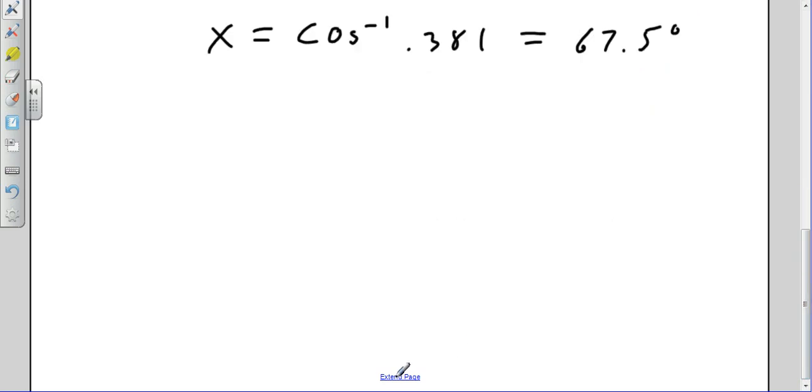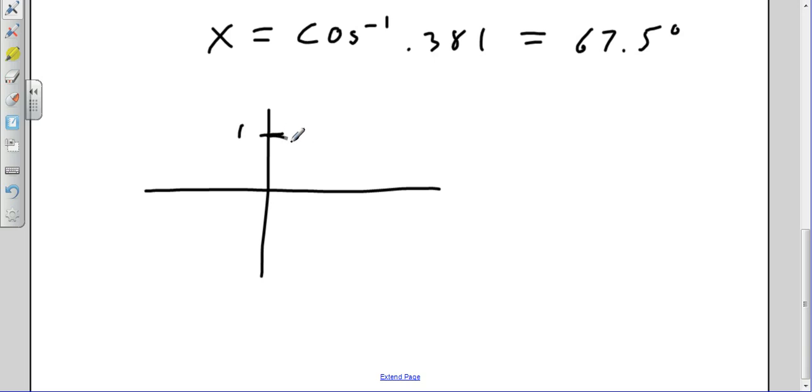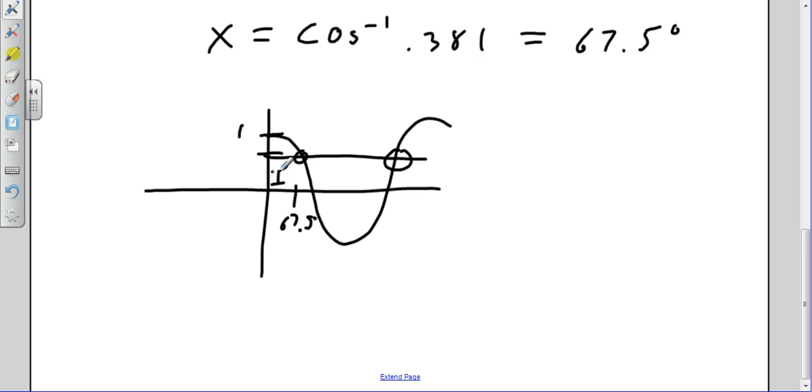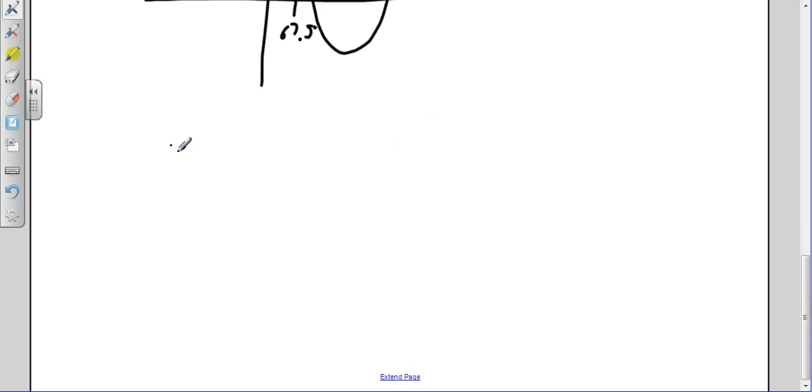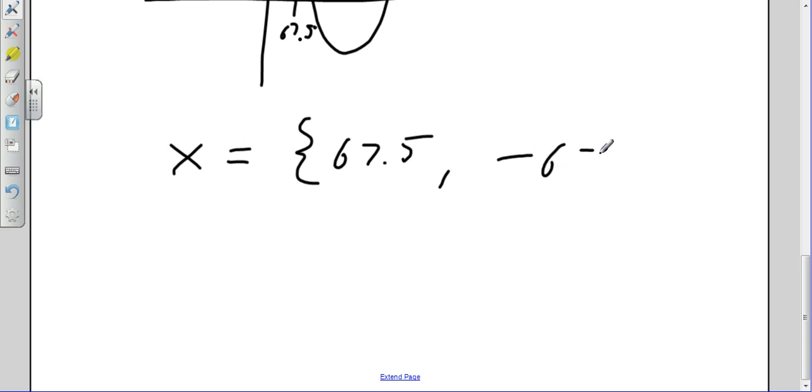Okay, and then we say, well, the cosine function starts at 1, comes down, goes back up. So if we're at 67.5 degrees, we're going to have two answers. We're going to have a first quadrant answer, and we're going to have a fourth quadrant answer for that problem. So x is going to equal solution set plus or minus 67.5, and we'll take the easy way out and say plus and minus 67.5.